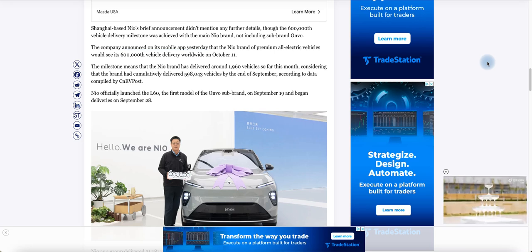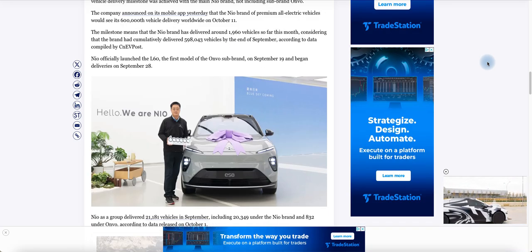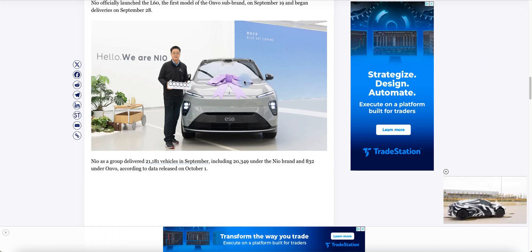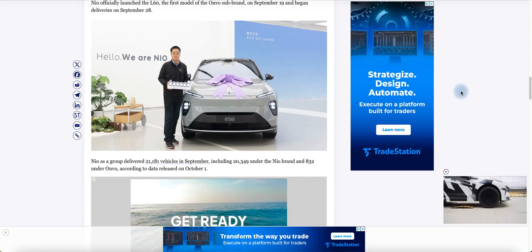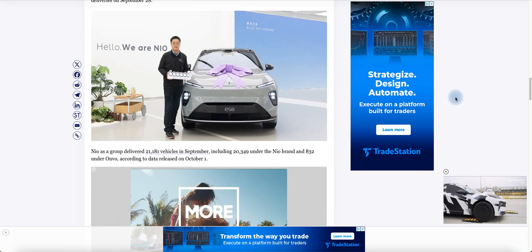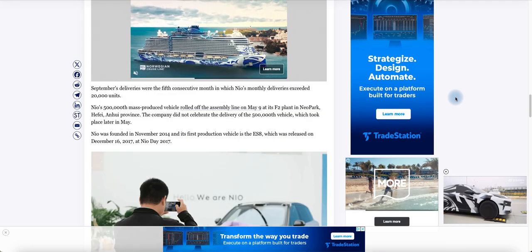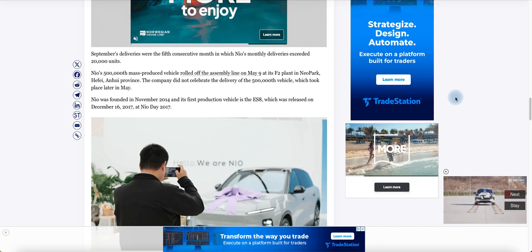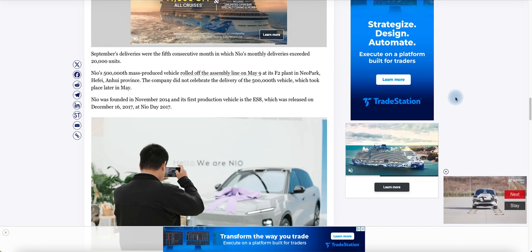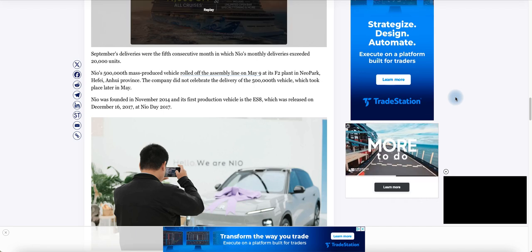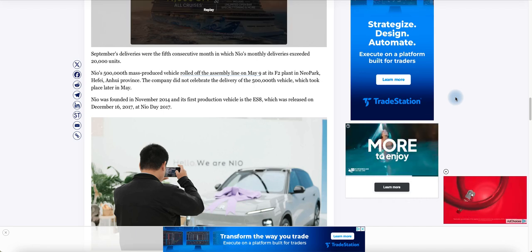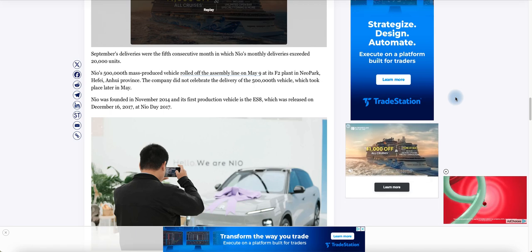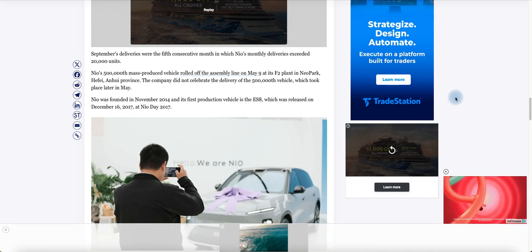Nio officially launched the L60, the first model of the Onvo sub-brand, on September 19th and began deliveries on September 28th. You can see, hello, we are Nio. Blue sky coming. September's deliveries were the fifth consecutive month in which Nio's monthly deliveries exceeded 20,000 units. Nio's 500,000th mass-produced vehicle rolled off the assembly line on May 9th at its F2 plant in Hefei, Anhui province.